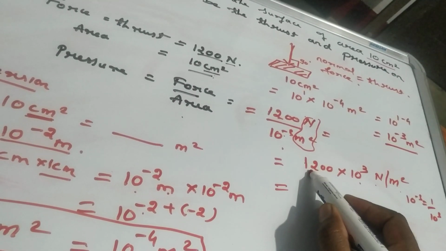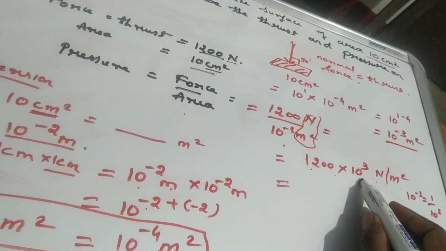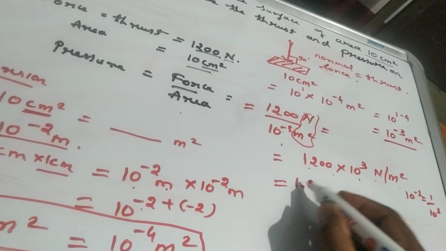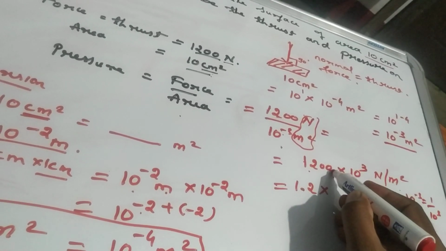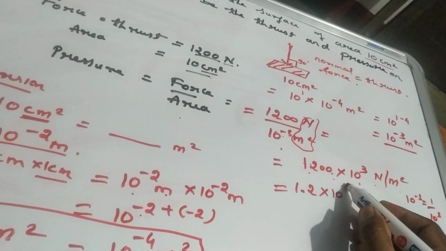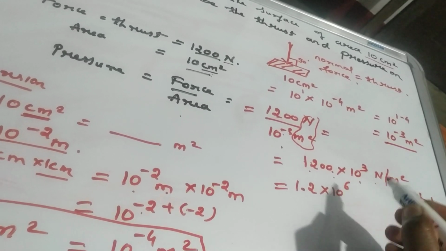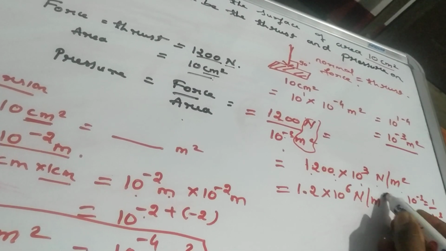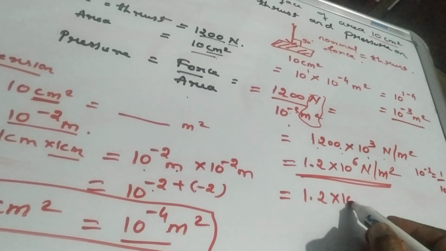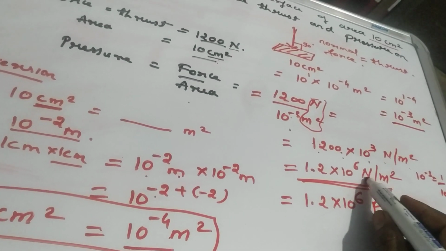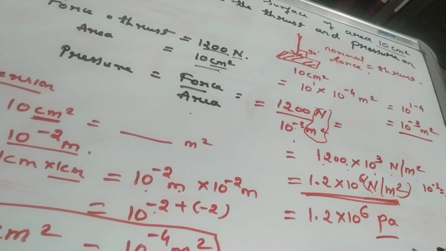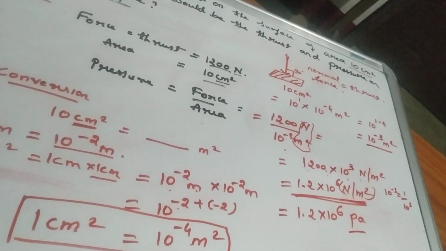Now it is 1200 into 10 to the power of 3. Or else you can write it as 1.2 into 10 to the power of 3, since I moved the zeros to the left, and I should add 3 there. So that means 1.2 into 10 to the power of 6 Newton per meter square. This is the answer. Or else you can write that as 1.2 into 10 to the power of 6 Pascal. Pascal is nothing but Newton per meter square. We already discussed this. Pascal is the SI unit of pressure. So this is the one problem which I discussed now.